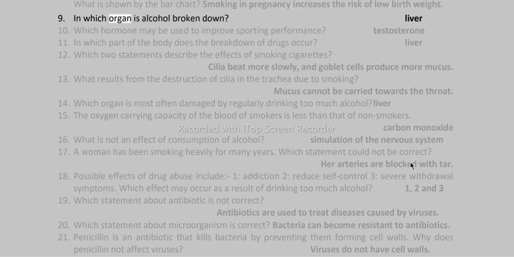9. In which organ is alcohol broken down? Liver. 10. Which hormone may be used to improve sporting performance? Testosterone. 11. In which part of the body does the breakdown of drugs occur? Liver. 12. Which two statements describe the effects of smoking cigarettes?